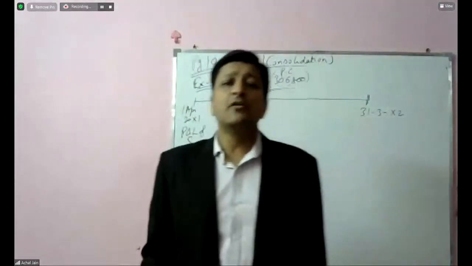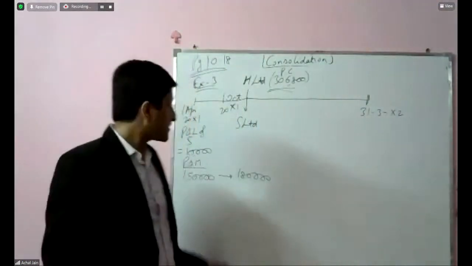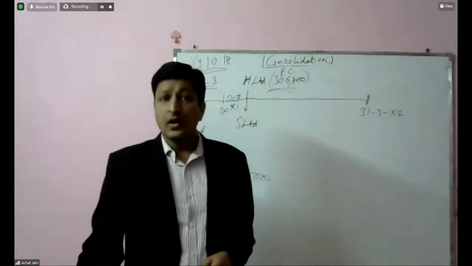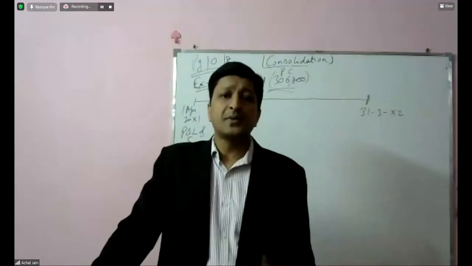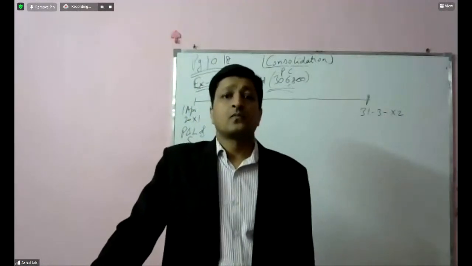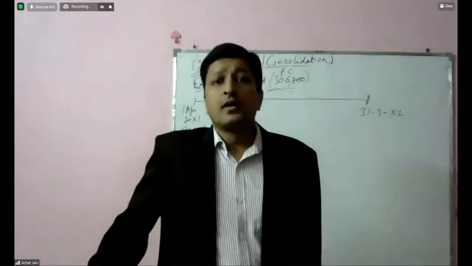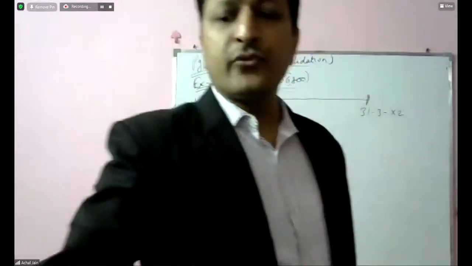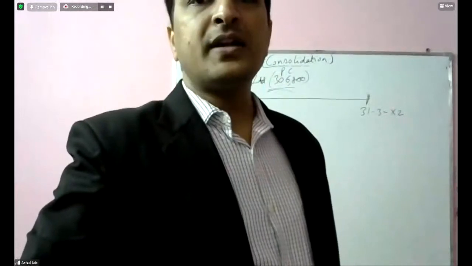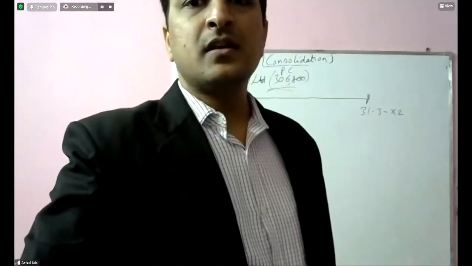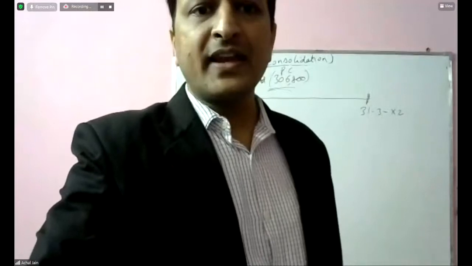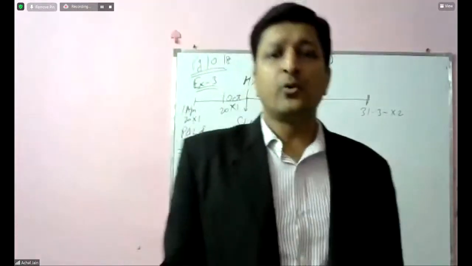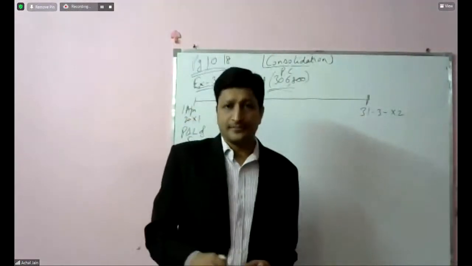What is the book value of plant and machinery on 1st April X1? 1,50,000. On which, if we charge depreciation, so now in this case, do we have some information about the plant and machinery? Yes, this has got revalued to 1,80,000.